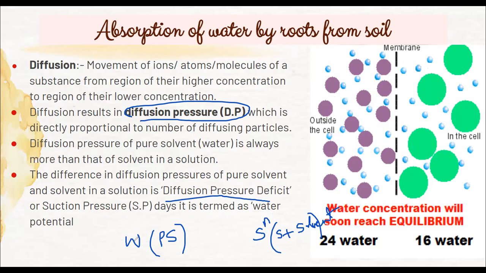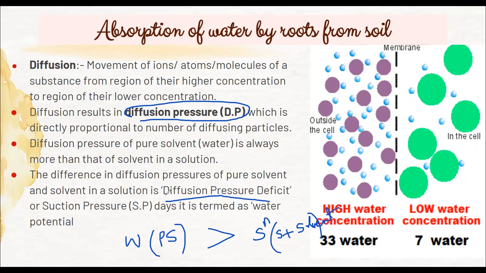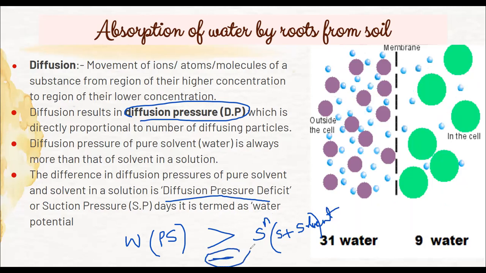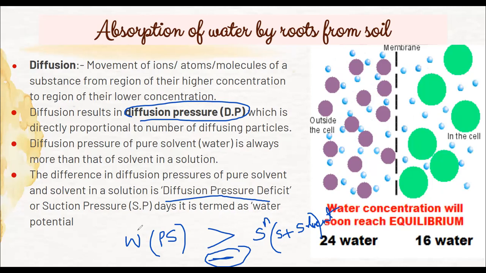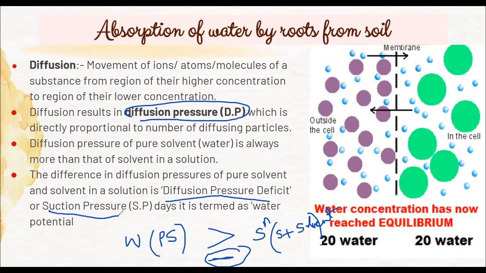So the diffusion pressure of water is always more than that of any solvent in a solution. And now we are talking about the diffusion pressure deficit, the difference between the two, the subtraction. The difference in both of their diffusion pressures is known as diffusion pressure deficit. Another word is suction pressure. Also, another word is water potential. These are all used for DPD.